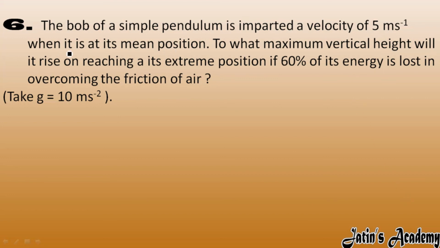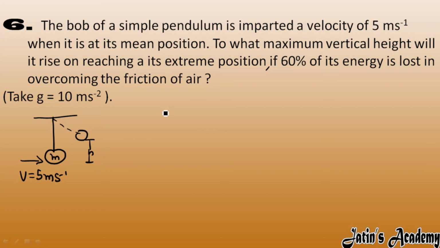it is at its mean position. To what maximum vertical height will it rise on reaching its extreme position if 60% of energy is lost in overcoming the friction of air? Now carefully see, a bob of a simple pendulum. Here it is having mass m. So initially this bob is at mean position. We have given velocity to this bob which is 5 meter per second, and after losing the 60% energy the bob gets some height. Okay, we have to calculate the value of this height.